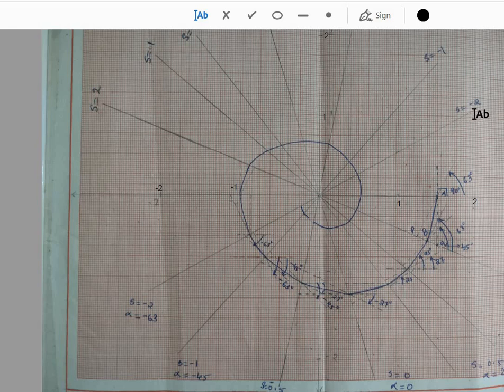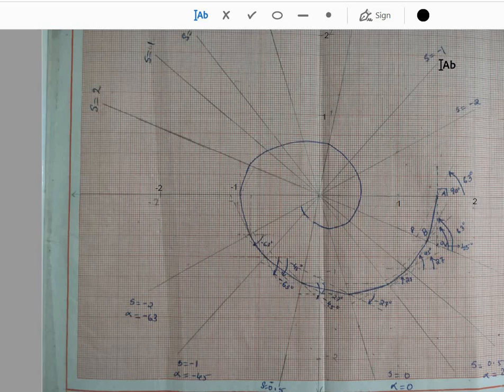Here we already got the singular point at 0, 0. Since the singular point is at 0, 0, all the isoplanes will pass through that singular point. In the phase trajectory method of isoplanes, all isoplanes will pass through the singular point. So we already got 2 points, and connecting these 2 points, draw a straight line. That will be the isoplane at s is equal to minus 2.